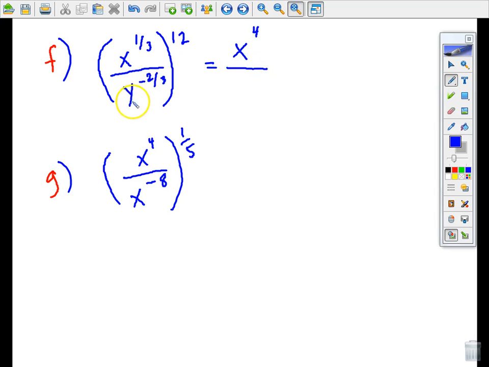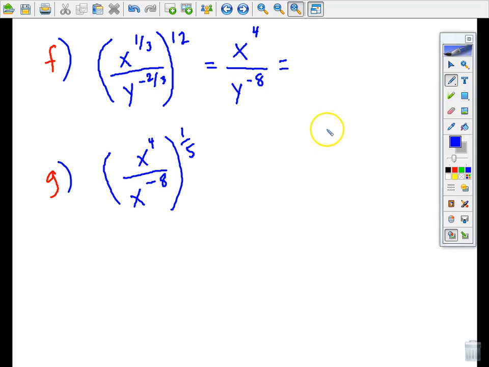In the denominator, I do the same thing. Y will be raised to the -2/3 times 12 power. And if you multiply -2/3 times 12, you get -8. So it's a very important first step to simplify by raising powers inside the parentheses to the power outside, which means multiply the exponents together. And now I'm going to change the negative exponent into positive.